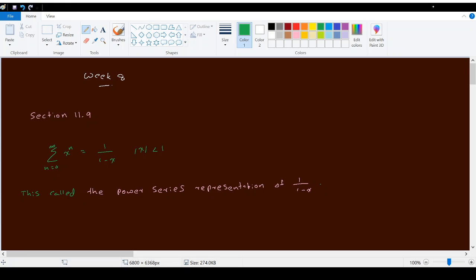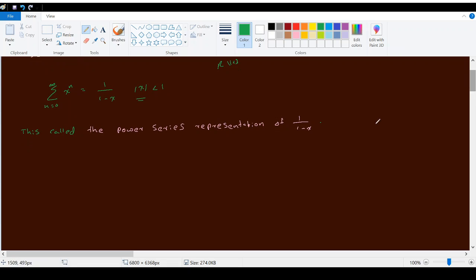Right. In the previous video, we went over this relationship, and there's a special name for this one, and that is called the power series representation of this function, right? Remember, this is just a function on the real number set, except 1. So what we have done is we have represented the function as a power series, but that representation is only valid within the interval of convergence of the power series, right?